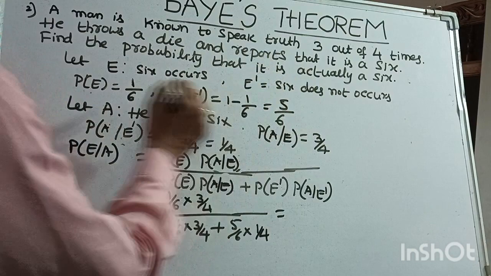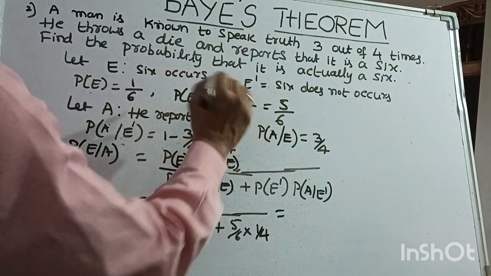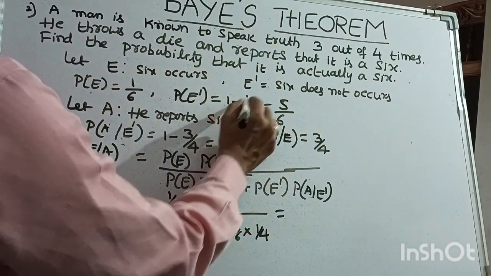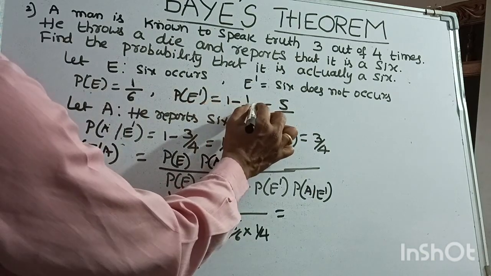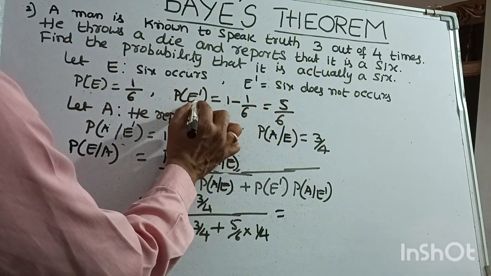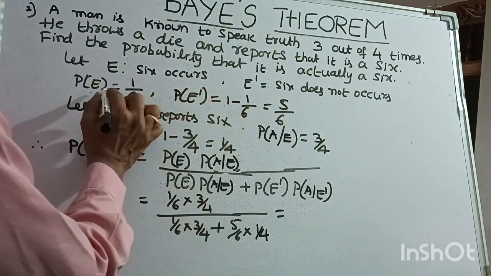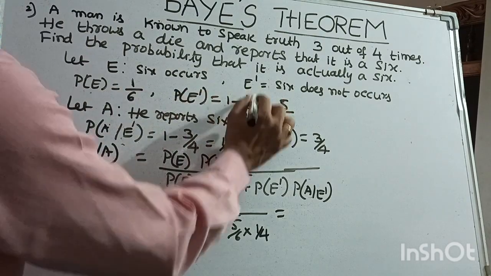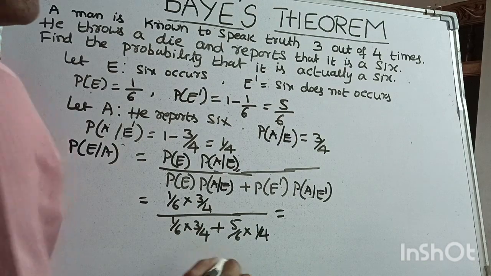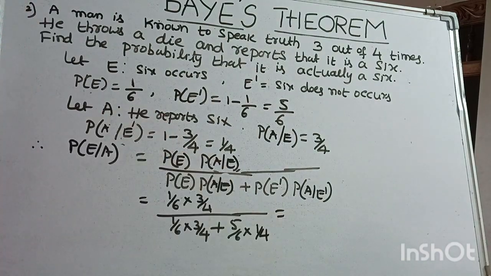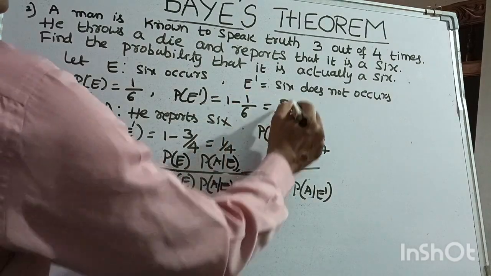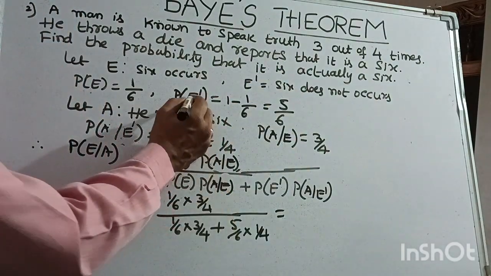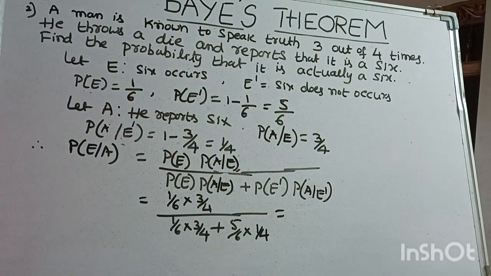Therefore, 6 does not occur is the complement of 6 occurs. So the probability of the complement is 1 minus the probability of E. E dash is the complement of E. So the probability of E complement is equal to 1 minus 1 by 6. We know the probability of A complement is equal to 1 minus the probability of A. So 1 minus 1 by 6 is 5 by 6. The probability that 6 does not occur is 5 by 6.